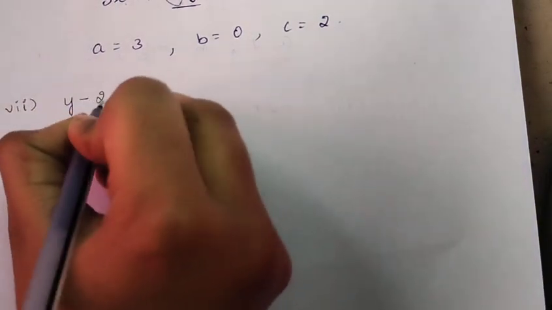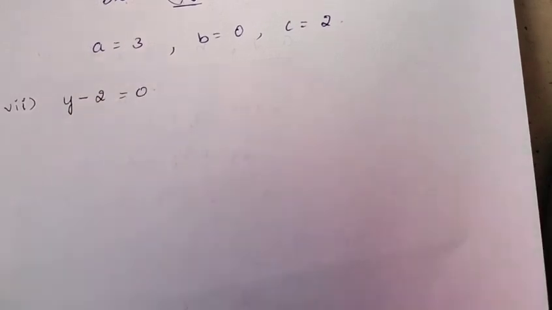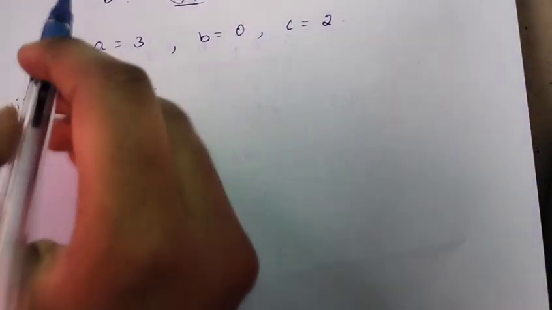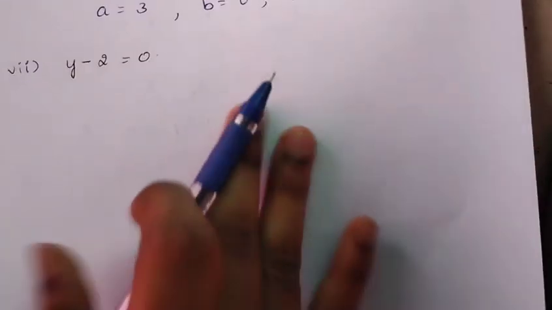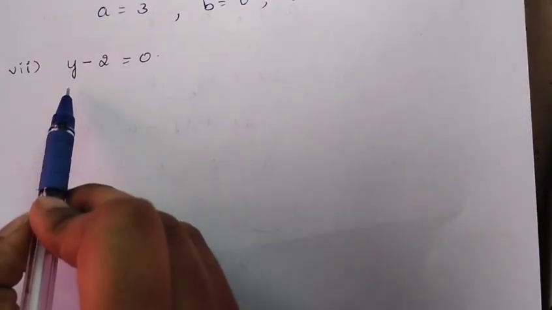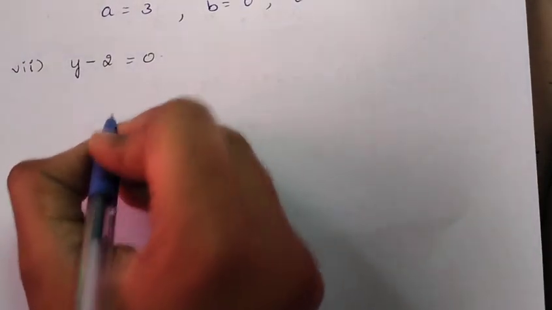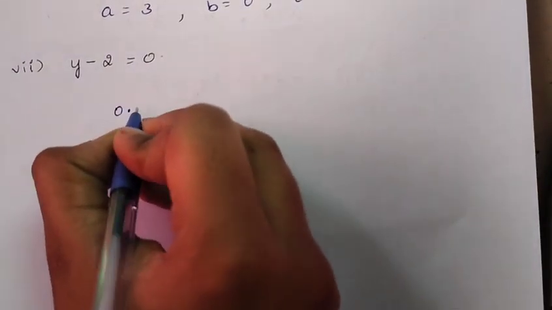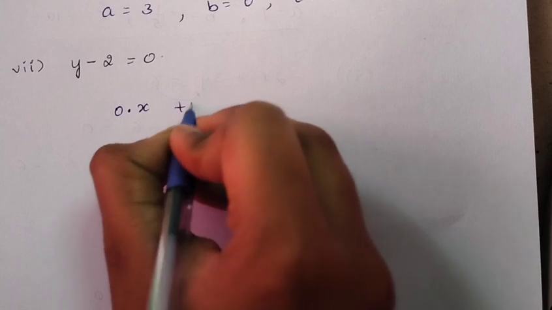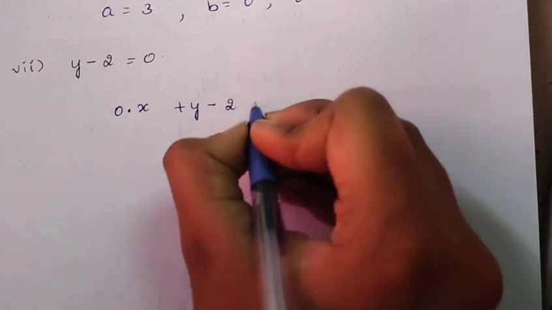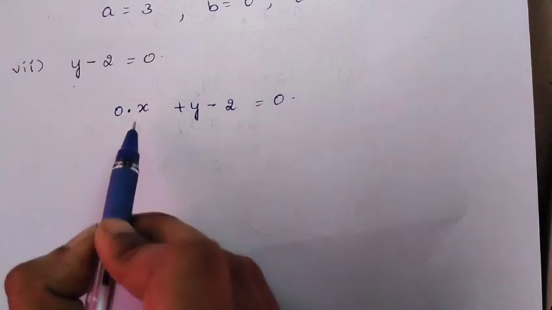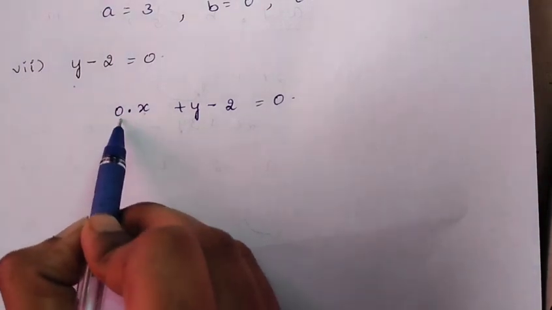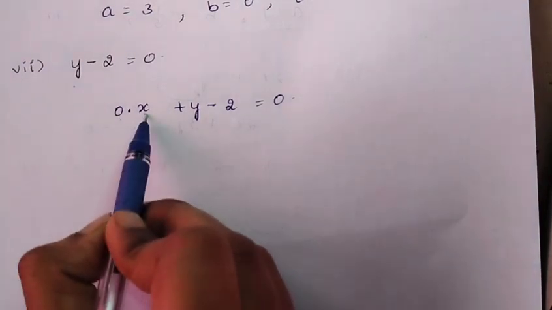Y minus 2 is equal to 0. Same thing, students. Here in the previous question we had missed out with y term. So here in this question we are missing out with x term. Nothing. Same thing. So 0 into x plus y minus 2 is equal to 0. We don't have the x term in the given question. So we are taking x term but we are multiplying it with 0. So 0 into x will be 0.